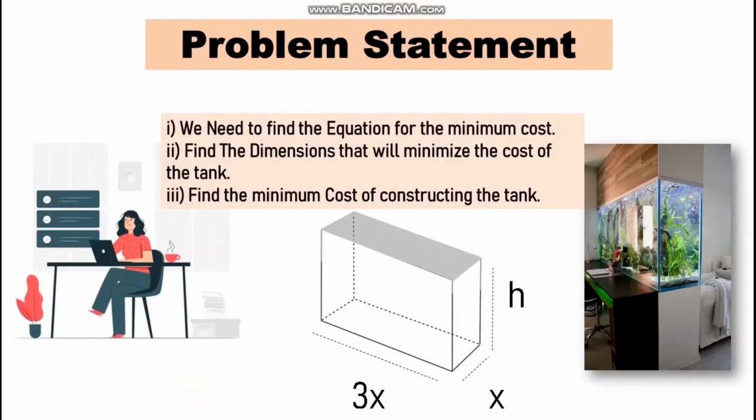First things first, we need to find the equation for the minimum cost. Next up, we have to find the dimensions that will give us the minimum size of the aquarium tank. And third and finally, we have to find the minimum cost for constructing the aquarium fish tank.